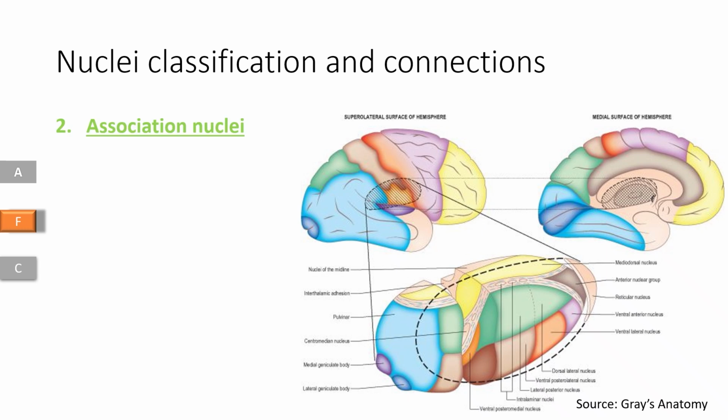Now coming to the rest of the nuclei, association nuclei, you have dorsomedial nucleus. You can see here dorsomedial nucleus. It is going into wider areas of the prefrontal cortex.